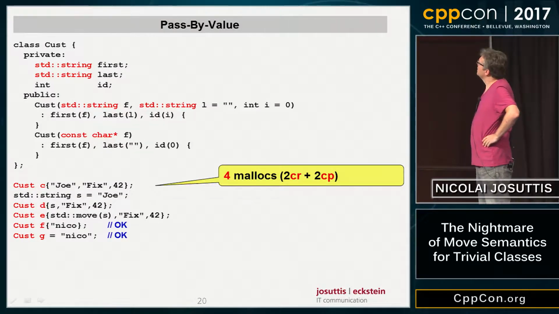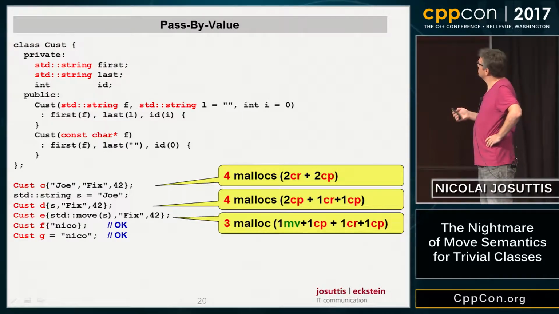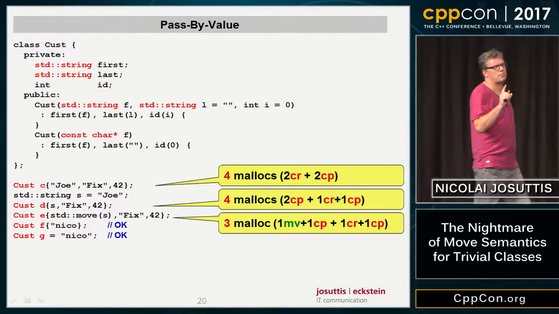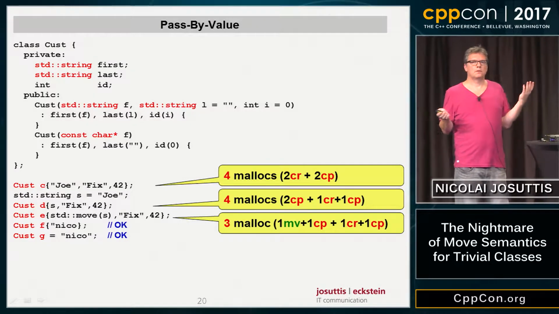but it works. Because we create the strings, and because we have by value, we don't have references, we pass them to get copied to first and last, to the members. We have the same problem here and the same problem here. So these are 11 mallocs. That's a lot worse than the optimal perfect version of 5, having 5 for these 3 calls.